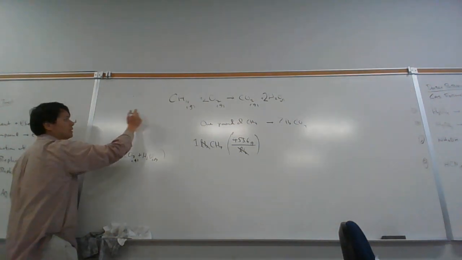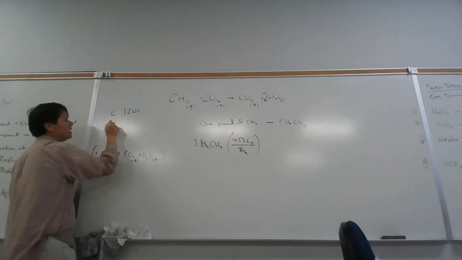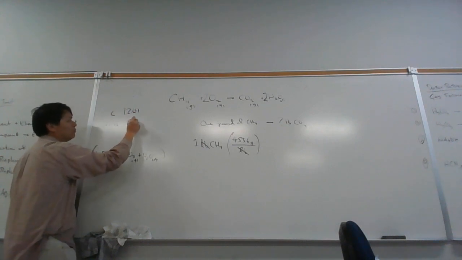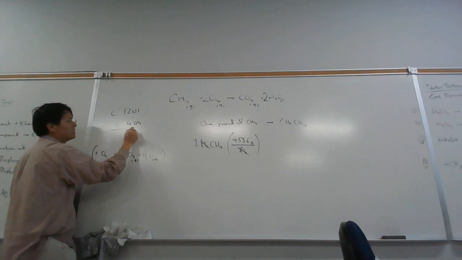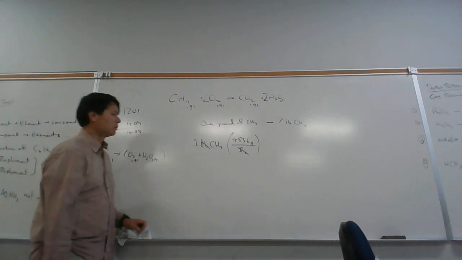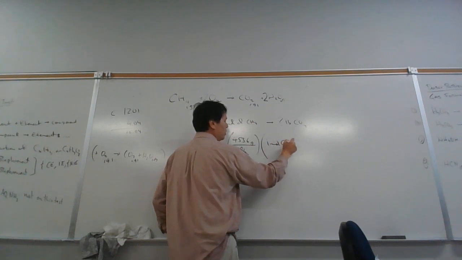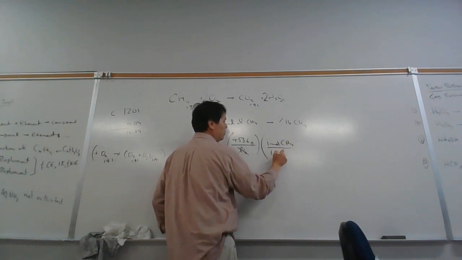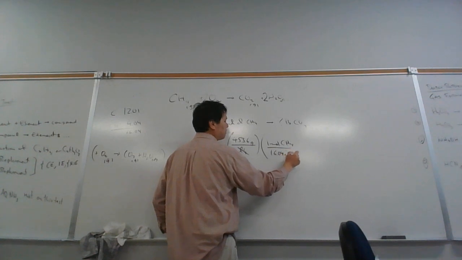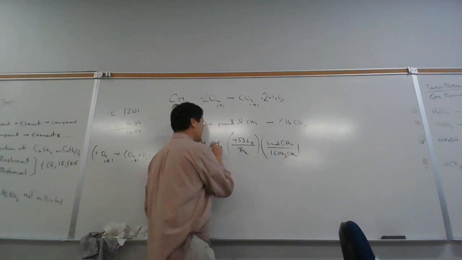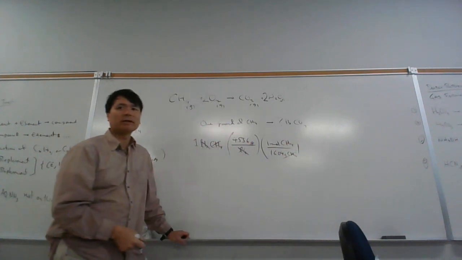And so the molar mass of carbon is 12.01. And then 4 hydrogens is going to be 4.04. So that's going to give me 16.04 grams per mole. And so 1 mole of methane weighs 16.04 grams. So the grams of methane cancel, and that leaves us with moles of methane.